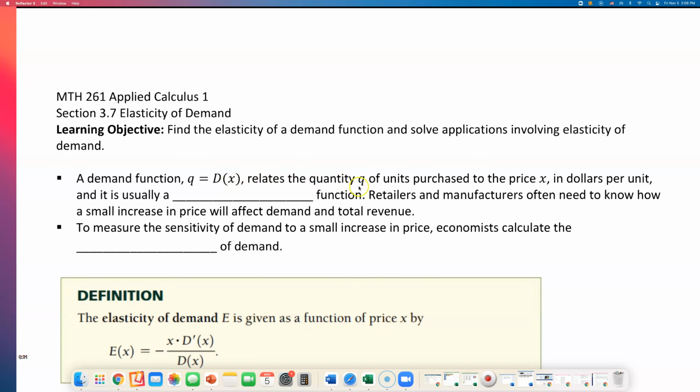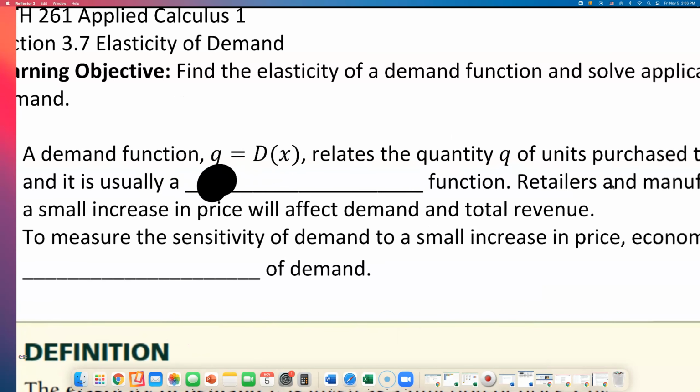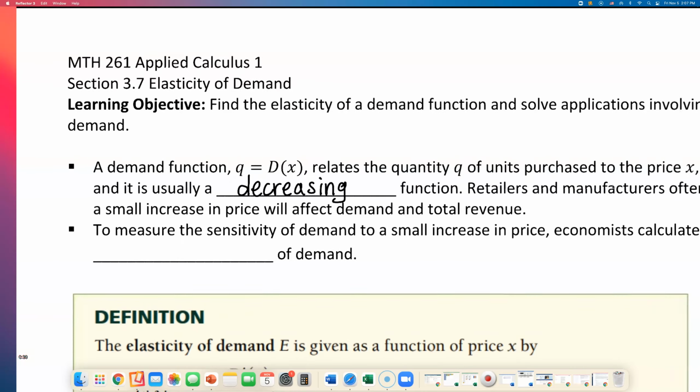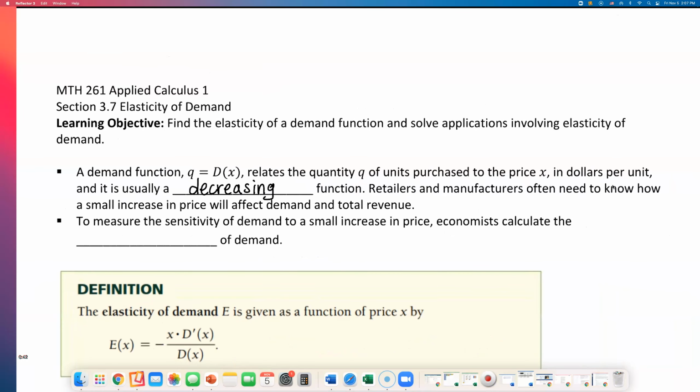It relates the quantity Q of units purchased to the price x in dollars per unit, and it is usually a decreasing function. Okay, and I'll explain why. If you watch those application problem videos from 3.6, you remember as price goes up, the demand usually comes down. If things get too expensive, people don't want to buy it anymore.